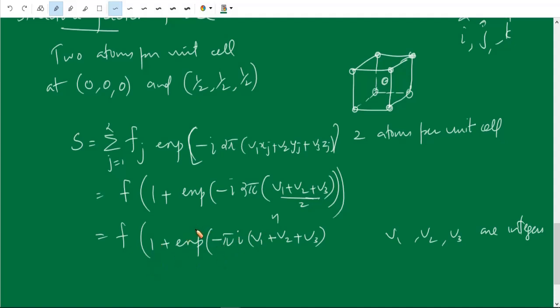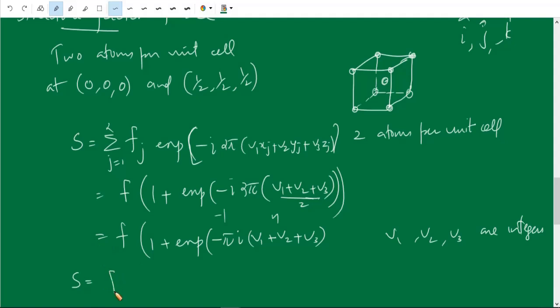This exponential can have value plus 1 or minus 1 depending on the integer value. If this n is odd, then this exponential value will be minus 1. If n is even, this exponential value will be 1. So we can have two values for S.